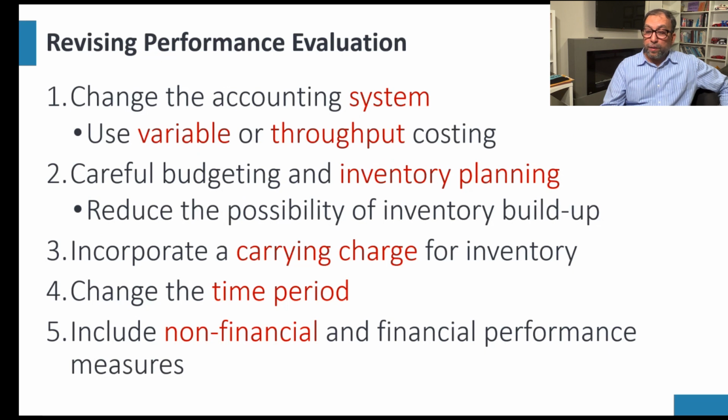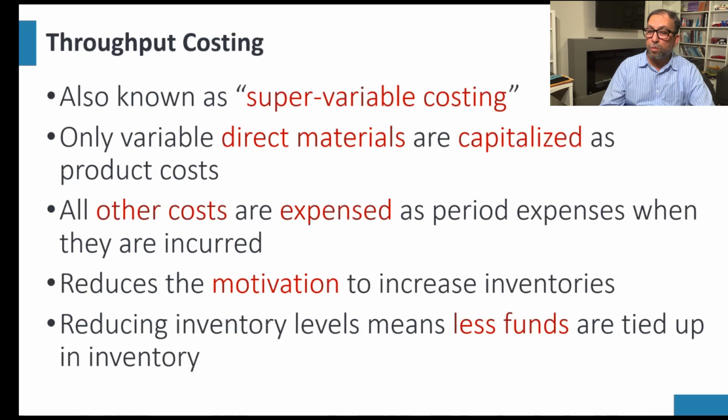So then change the accounting system, use variable or throughput costing system, careful budgeting and inventory planning. It's good that we use variable costing, incorporate carrying charges for inventory, change the time period, and include non-financial and financial performance measures so that the managers are not overproducing. Throughput costing, also known as super variable costing, capitalizes only variable direct material as product cost. All other costs are expensed as period expenses when they are incurred. This reduces the motivation to increase inventories, and reduced inventory levels mean less funds are tied up in the inventory.